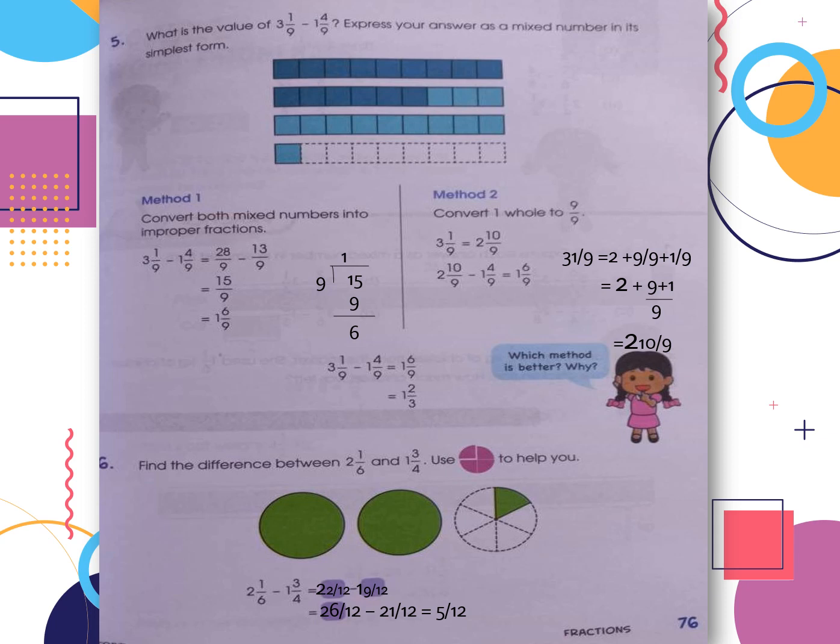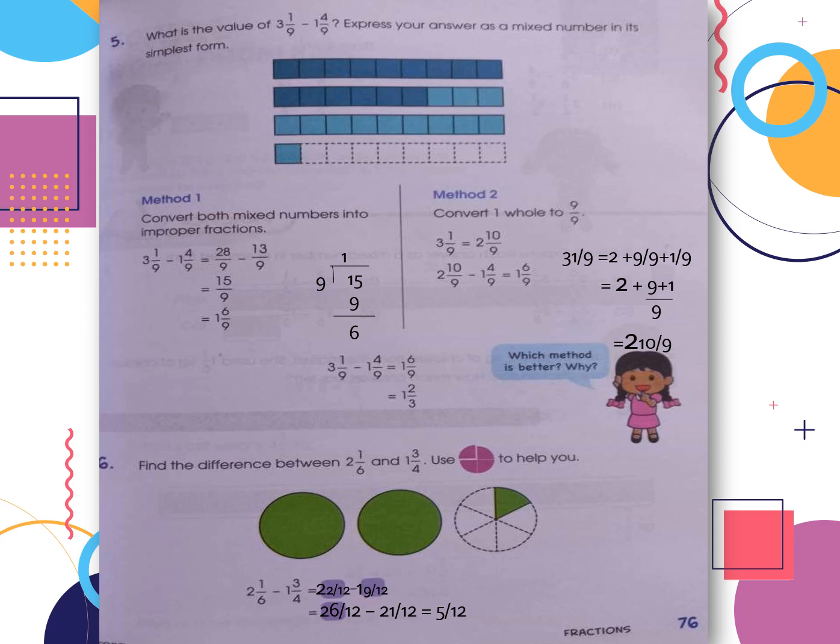In question 5, we have: what is the value of 3 whole number 1 over 9 minus 1 whole number 4 over 9? Express your answer as a mixed number in its simplest form. With the help of method 1, we first convert the mixed numbers into improper fractions. So if we convert 3 whole number 1 over 9 into an improper fraction, we have 9 multiplied by 3 is 27 plus 1 is 28 over 9 minus, for 1 whole number 4 over 9, we have 9 into 1 is 9 plus 4 is equal to 13 over 9.